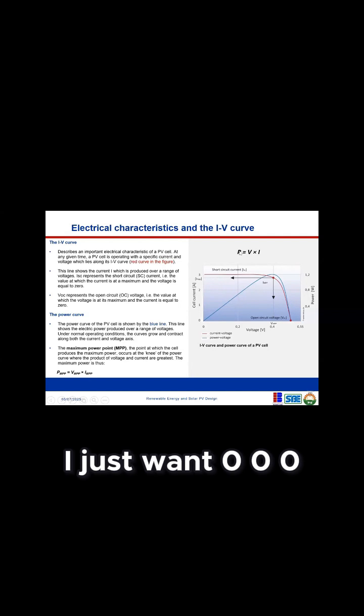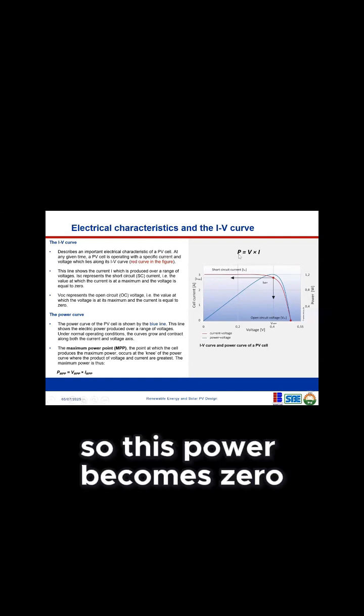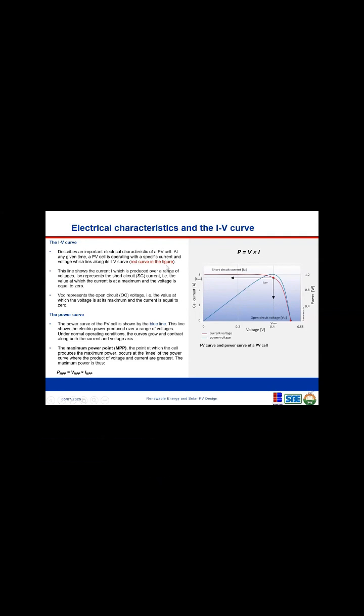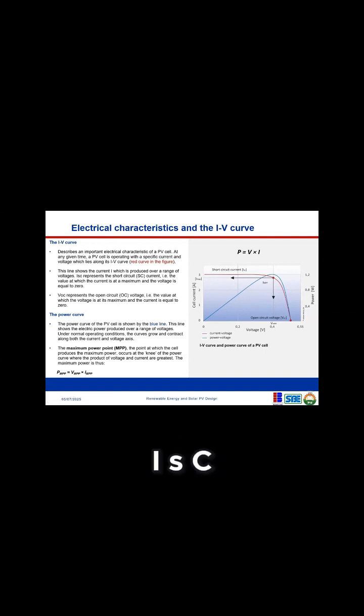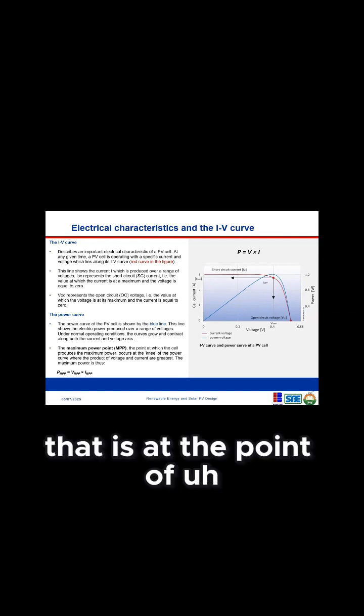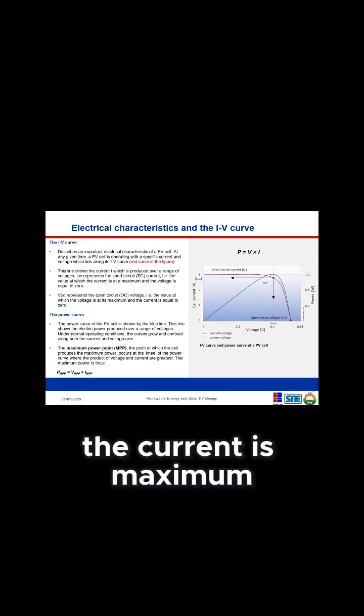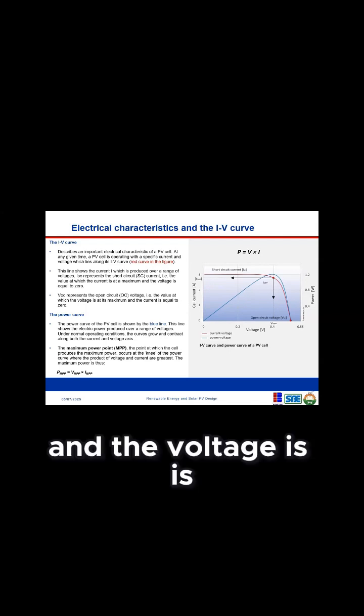And this voltage is 0, what becomes the power? Zero. Okay, so this power becomes 0, right? And when this happens, we know it is known as ISC. That is at the point where the current is maximum and the voltage is 0.